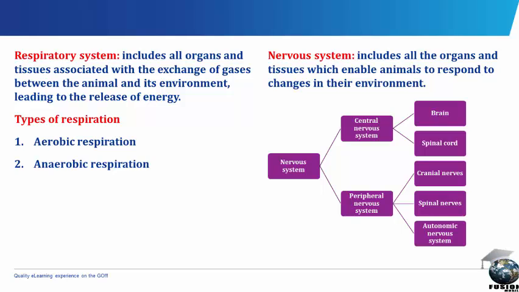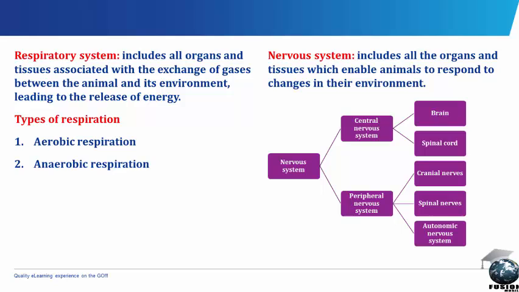Anaerobic respiration. This is a type of respiration which takes place in the absence of oxygen. In anaerobic respiration, the end products are energy, carbon dioxide, and alcohol. It can be represented by this equation, C6H12O6 to give you 2C2H5OH plus 2CO2 plus energy, that is glucose to give you alcohol plus carbon dioxide and energy. This process is also referred to as fermentation.